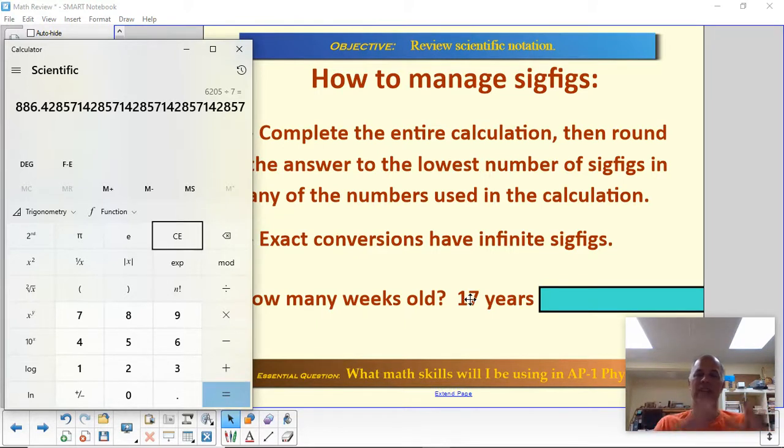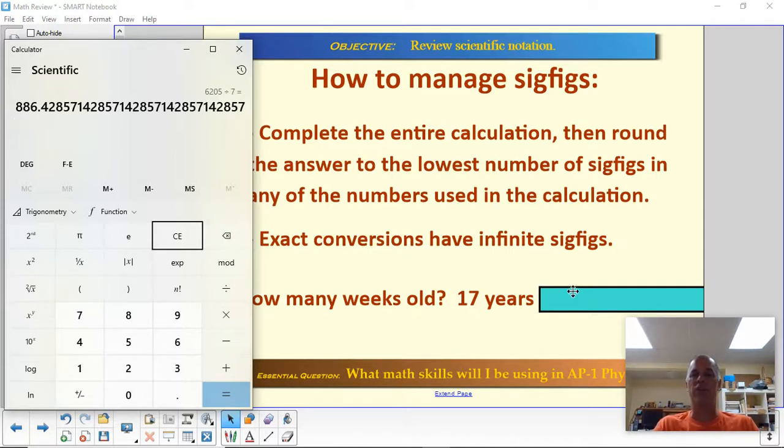Well, that's an exact conversion. So we're not stuck with one sig fig because 7 is a single digit. It is 7.00000 days per week. That's exact, so that doesn't restrict us. But we are stuck to 2 sig figs, which means 890 weeks is the answer that we can go with here. Okay, well, now what if you want to be a little more precise?